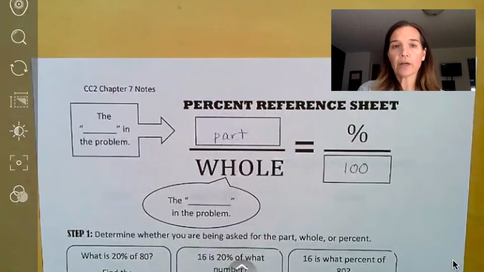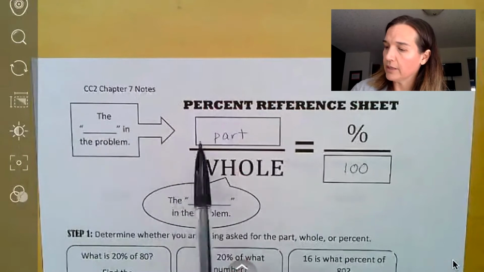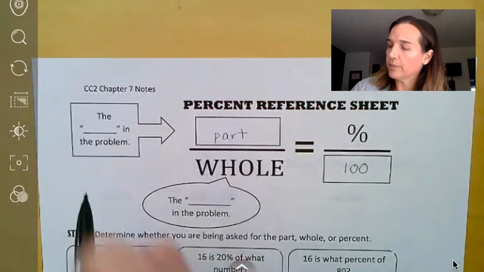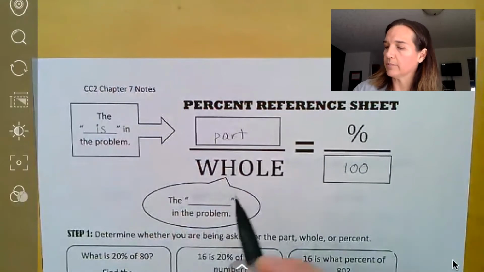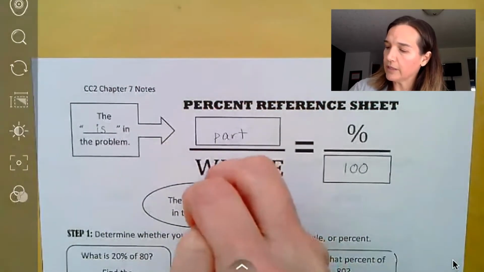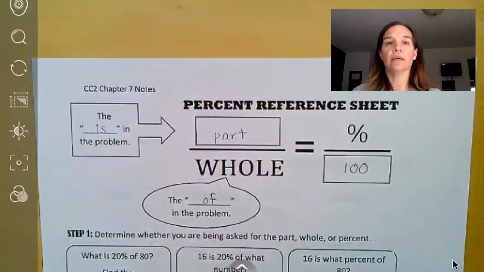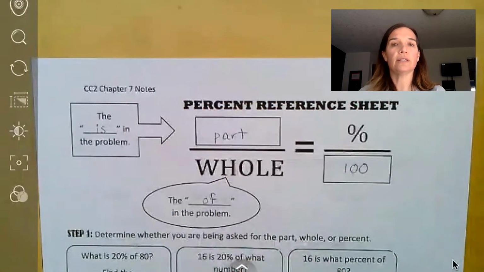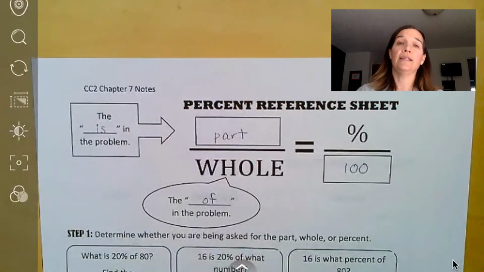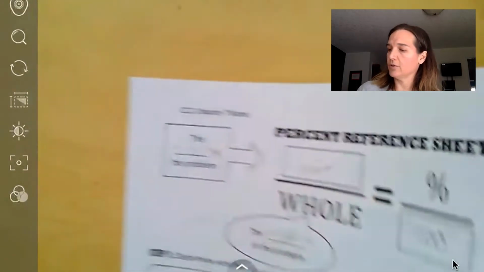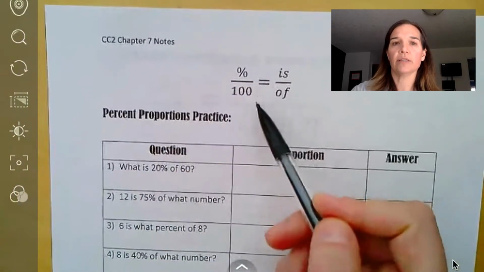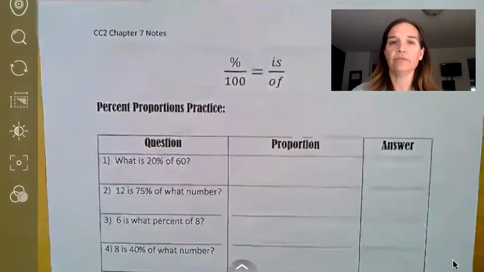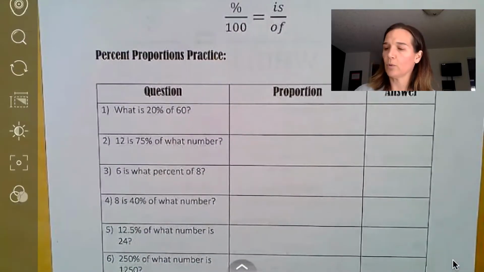So there is a shortcut though, and this is my favorite one. The part up here is always going to be read as "is," the is in the problem. And then the part down here is always read "of," the of in the problem. And this is going to make everything a lot easier. You'll see that each number is attached to an of, an is, or a percent. So we have our equation here, percent over 100 equals is over of, and we're going to use that to answer some questions.